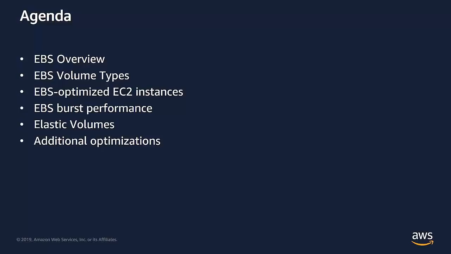We'll also look at burst performance on EBS volumes and how this can be used to optimize both cost and performance for certain workloads. We'll then look at elastic volumes, an EBS feature that allows you to dynamically modify volumes. Finally, we'll wrap up with a few additional optimizations, both around performance and cost, that you'll want to consider when using EBS.